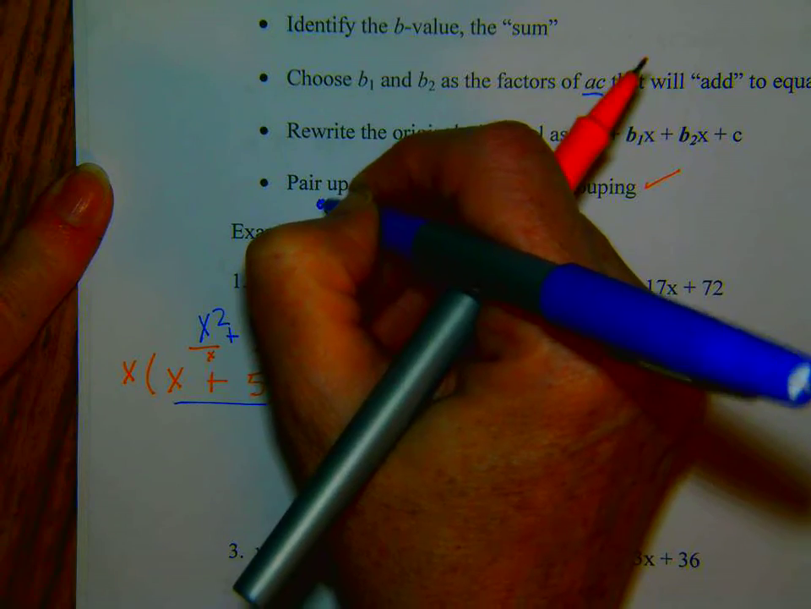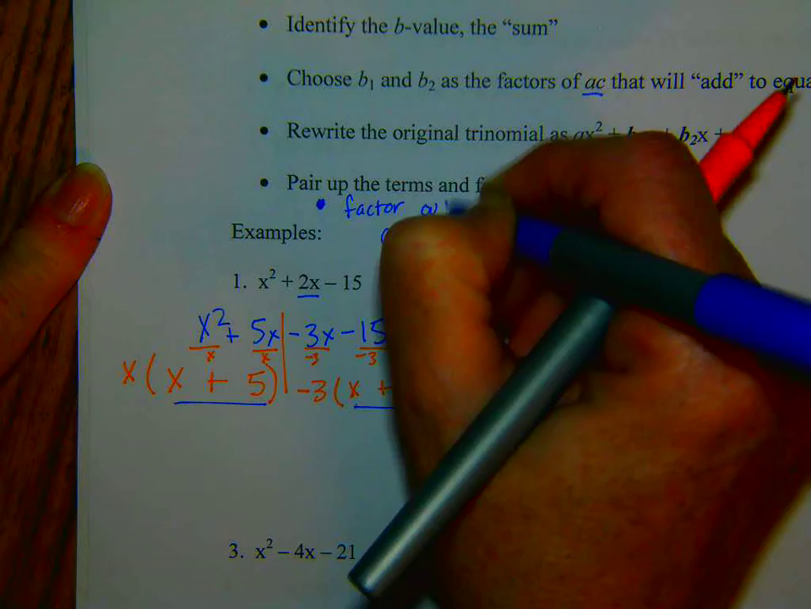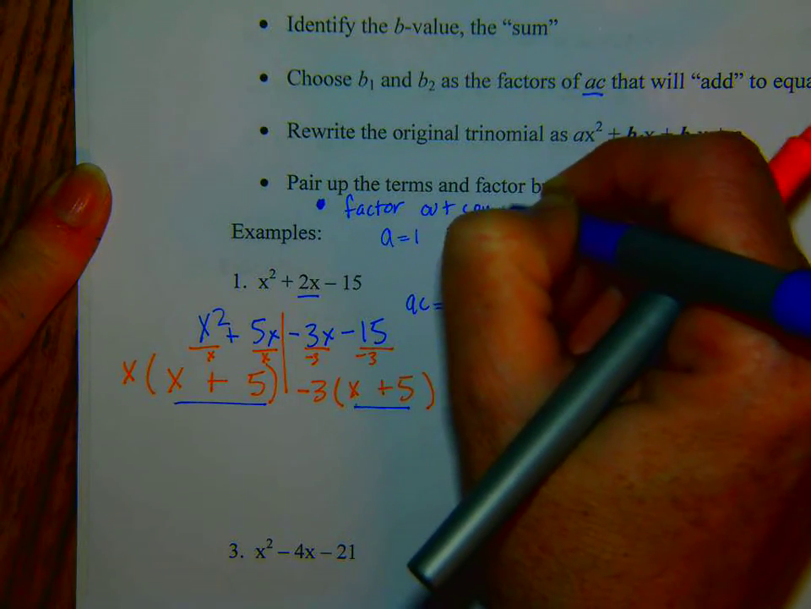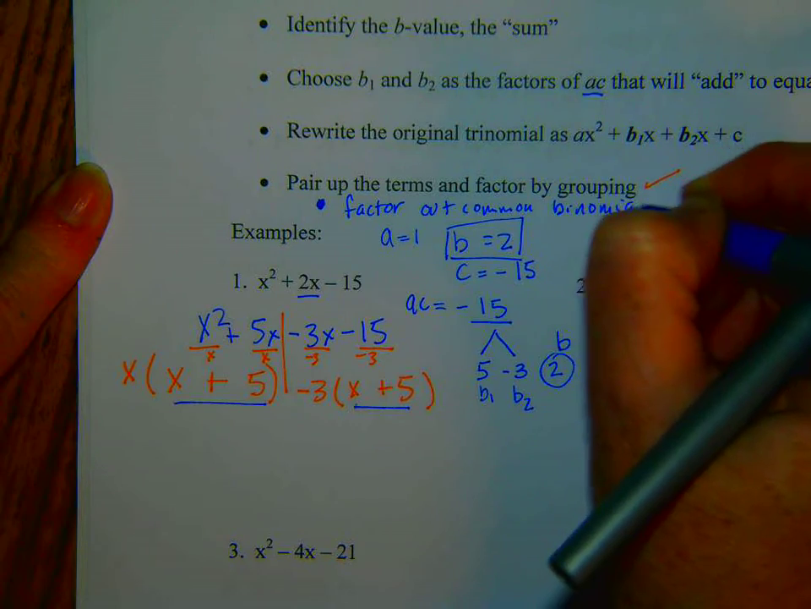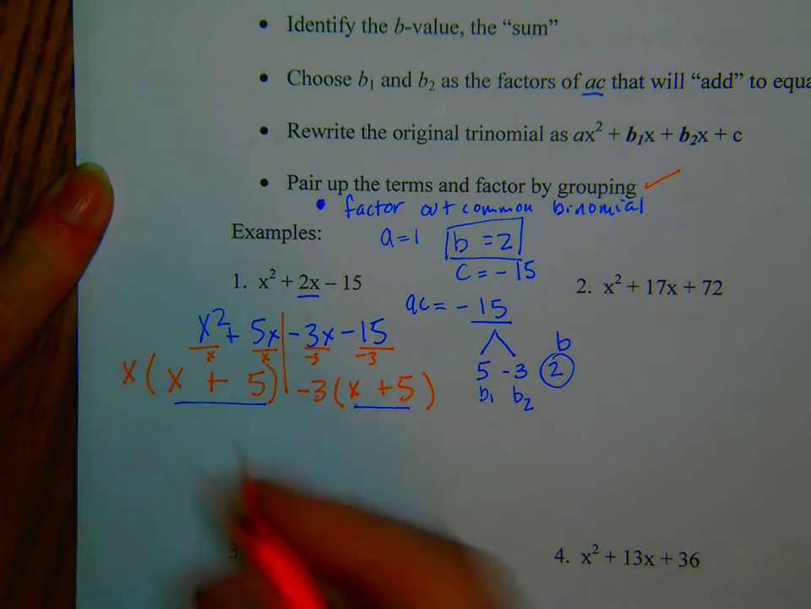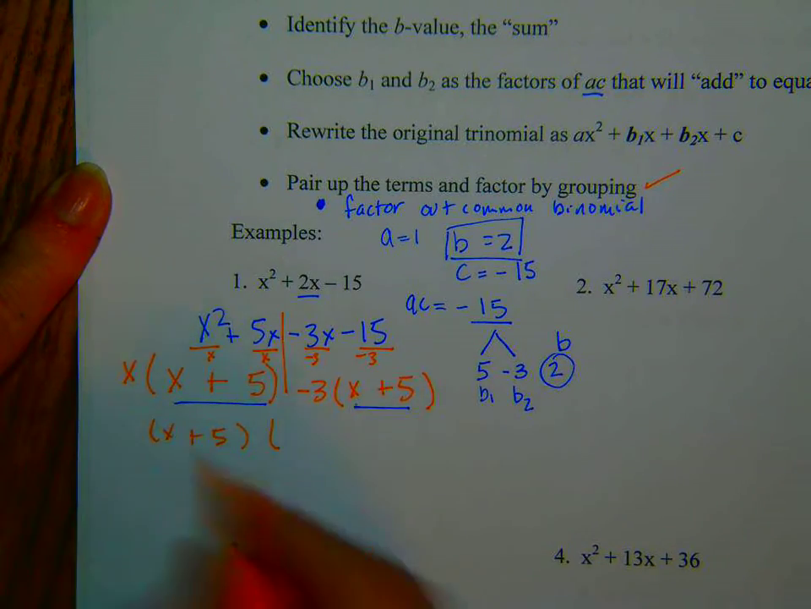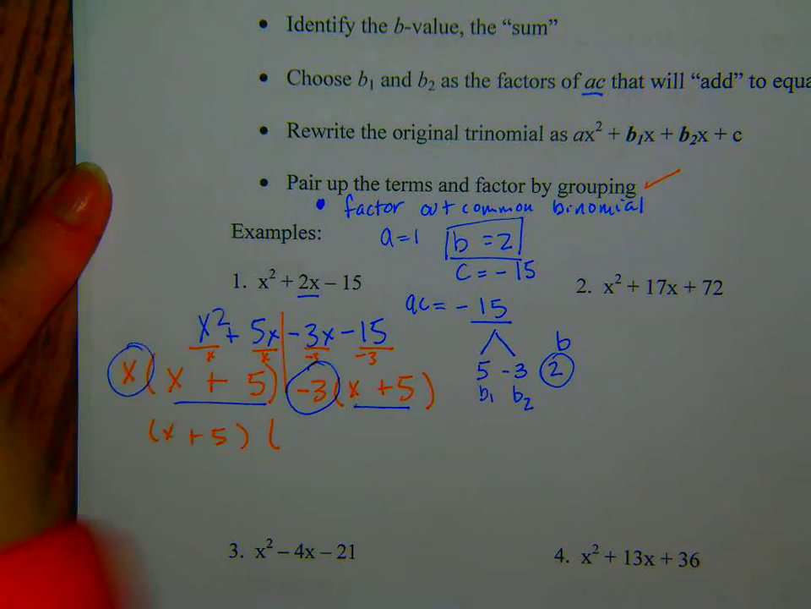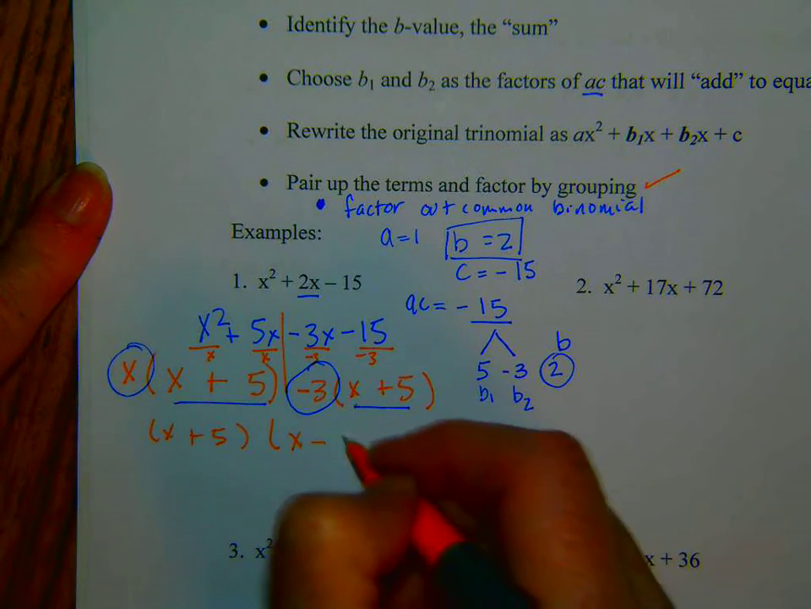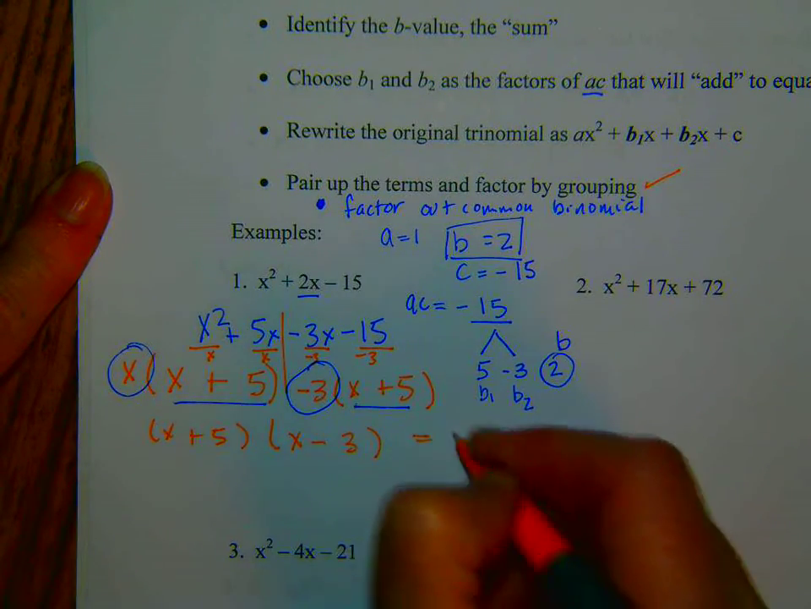The next step is going to be factor out the common binomial, the binomial that's common to both. So I'm going to take out the x plus 5, divide it out. What is left? Well, that would be x minus 3. Now I have my two factors. I have factored this. Now I'm going to solve it.